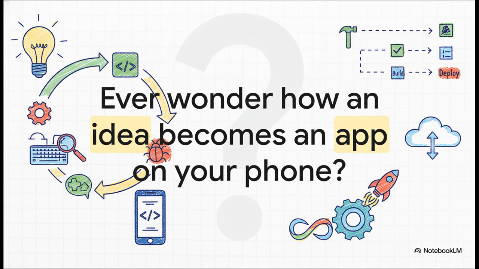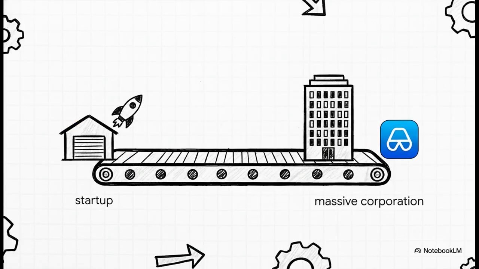One day it's a scribble on a whiteboard in some meeting room, and the next you're downloading it from the App Store. How does that happen? Well, I can tell you it's definitely not magic, but it is a very, very structured process. And this process, it's the secret sauce, really. It's a standardized way of doing things that every single company, whether it's two people in a garage or a massive global corporation, relies on to build the software that we all depend on.